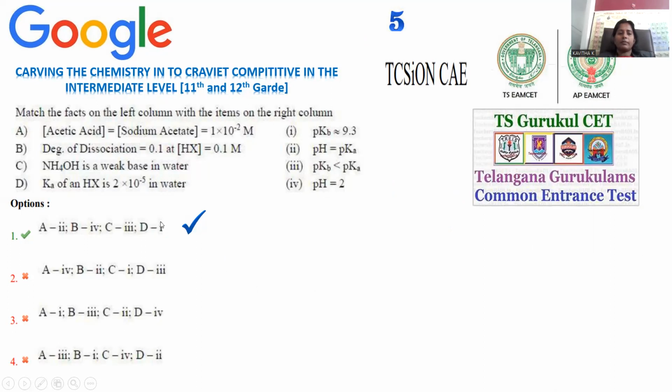D for option number 1. And the leftover is dissociation equal to 0.1, HX is equal to 0.1, where you can put pH is equal to 2. Right? This is the way we can solve the question. For question number 5, option number 1 is the correct answer. This is a question from chemical equilibrium, which is purely related to pH, pKa, pKb, the Henderson equation, buffer solution, everything. Right? So hope this is very clear.